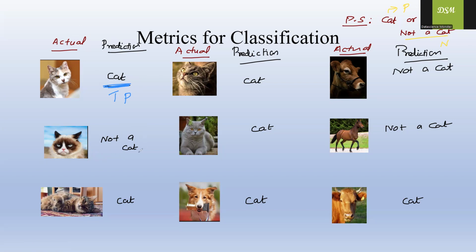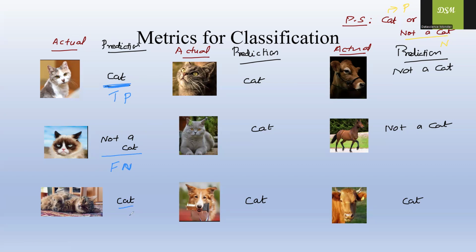My model predicts not a cat. Not a cat is nothing but negative. So my model predicts not a cat, which is negative. But actually it is a cat. So my model has predicted wrongly. So it is false, false negative.